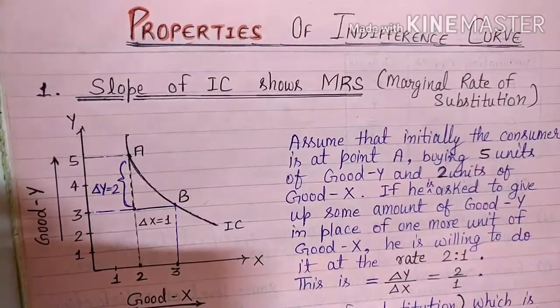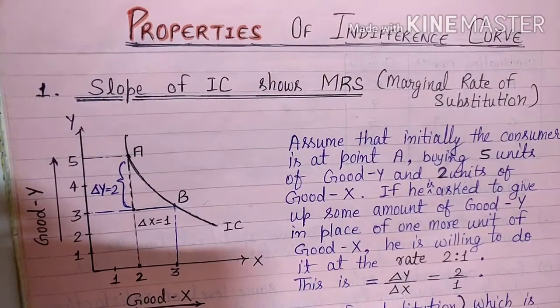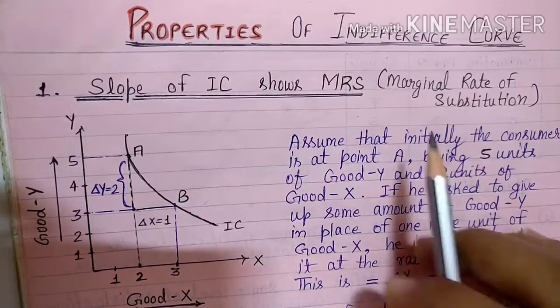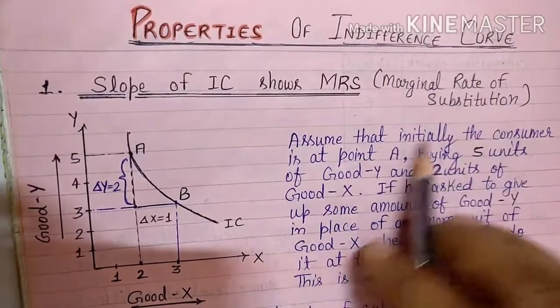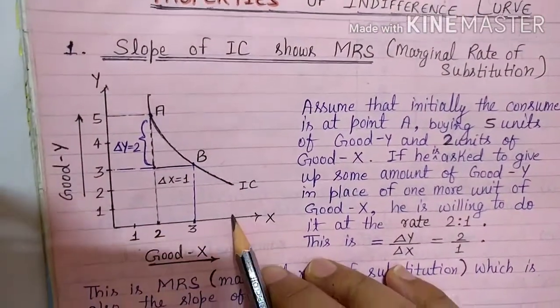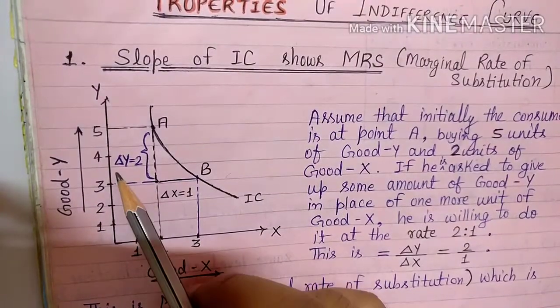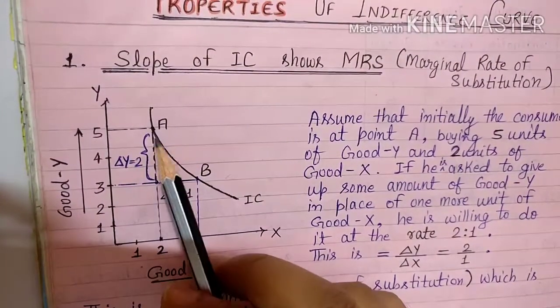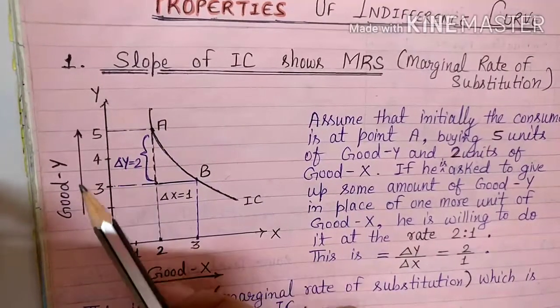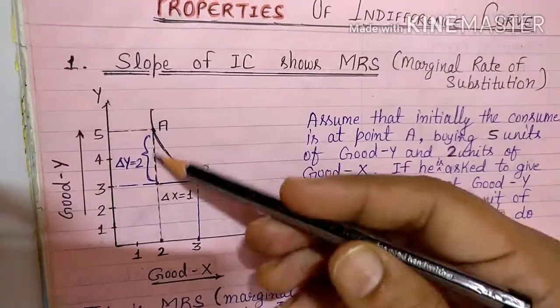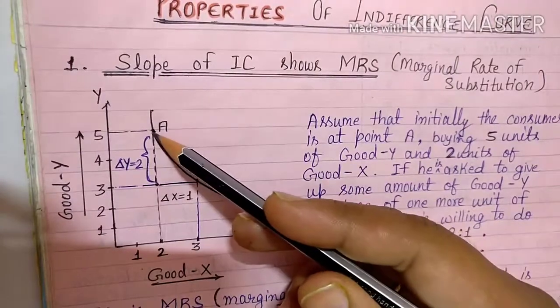Now this MRS topic we have skipped this year in the first chapter, but this was given last year. So MRS is what? Marginal rate of substitution. I will explain it in this one only. Let's see. As we have seen, initially the consumer is at point A, where he is buying 5 units of good Y and 2 units of good X at this combination.